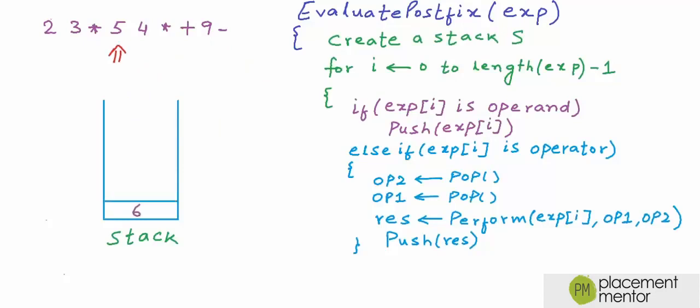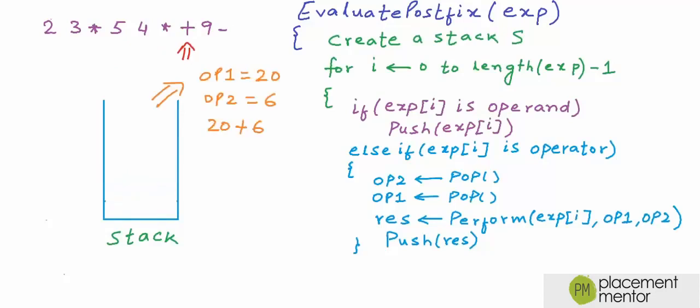Now we will move to the next entity, which is an operand. It will go onto the stack. Next, 4 will also go onto the stack. And now we have this multiplication, so we will perform 2 pop operations. After this operation is performed, the result will be pushed back. Next we have addition, so we will go on like this. We have 26 pushed onto the stack now.